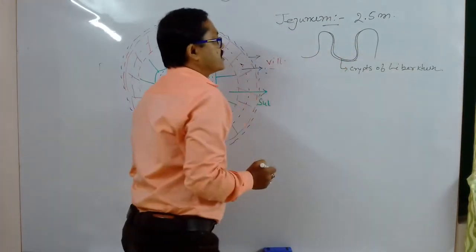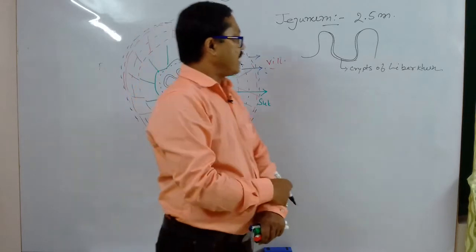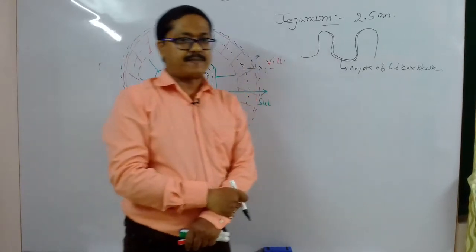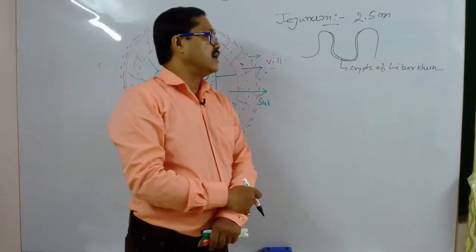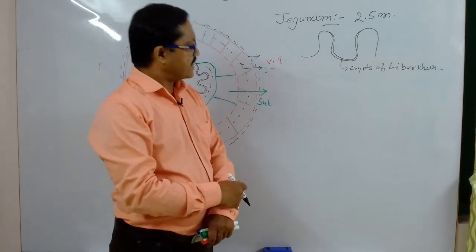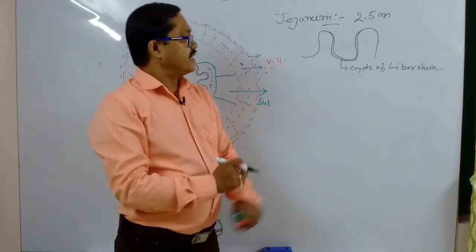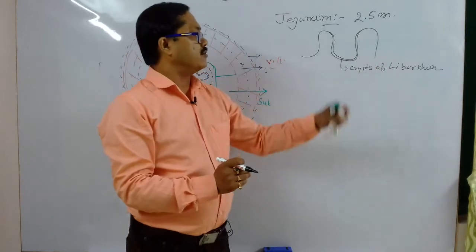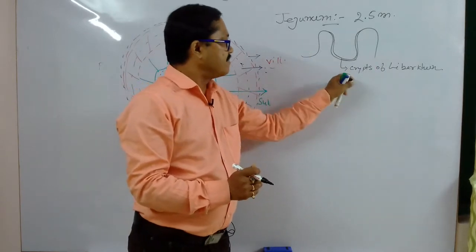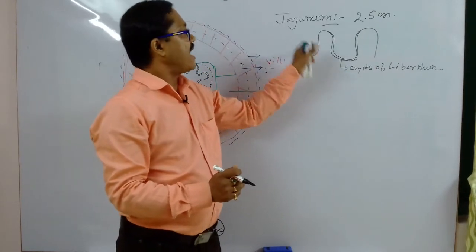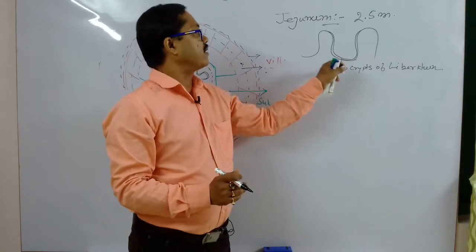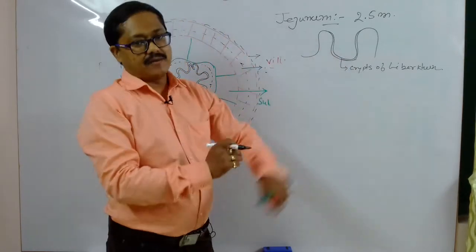Crypts of Lieberkühn. What are the crypts of Lieberkühn? Where are they present? Crypts of Lieberkühn are glands present between the villi. The number of crypts of Lieberkühn is maximum in the jejunum and ileum. Few crypts of Lieberkühn are found in the duodenum.